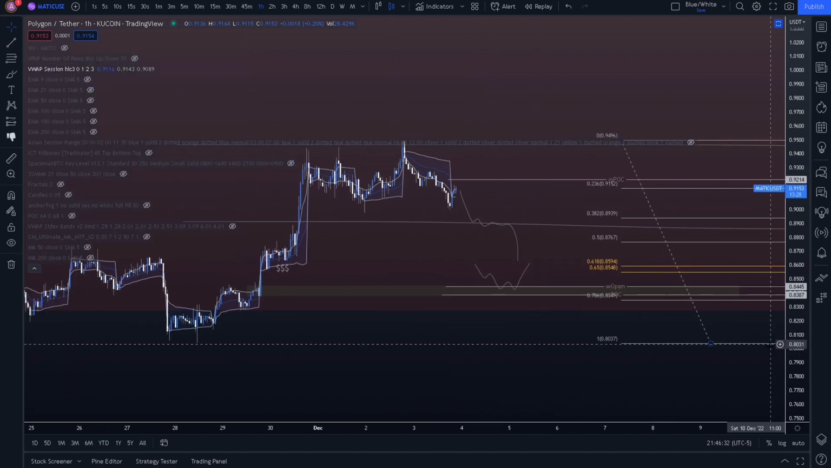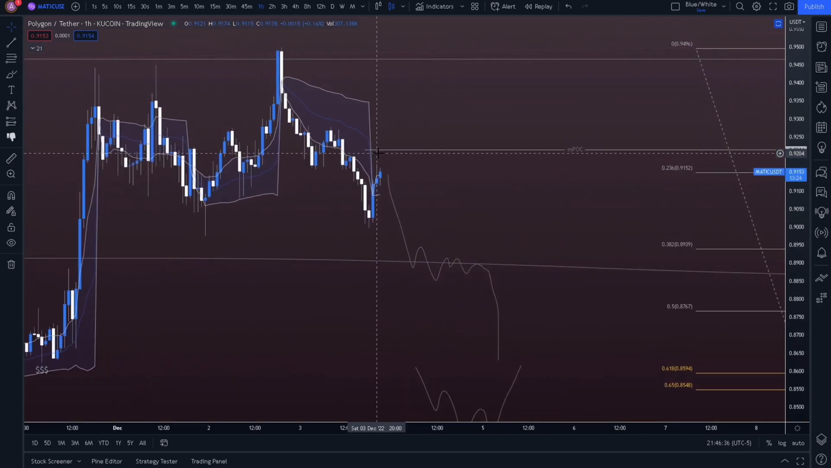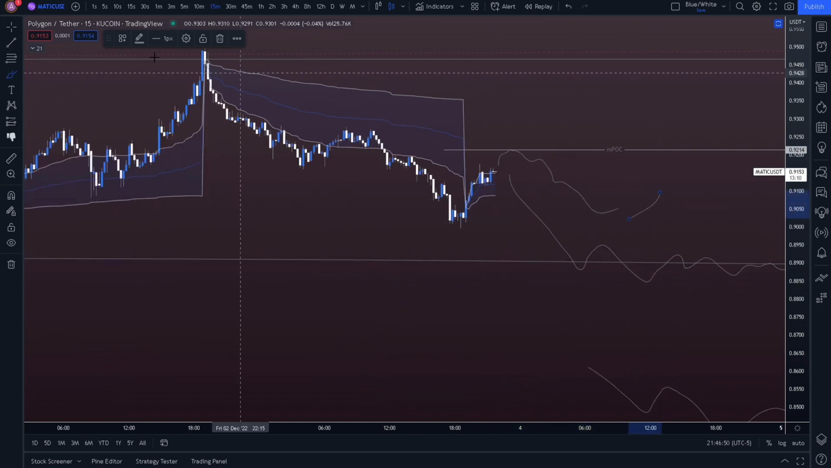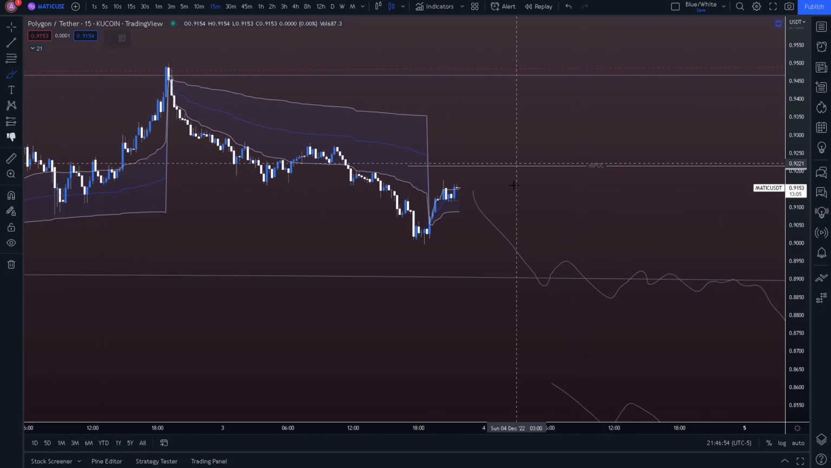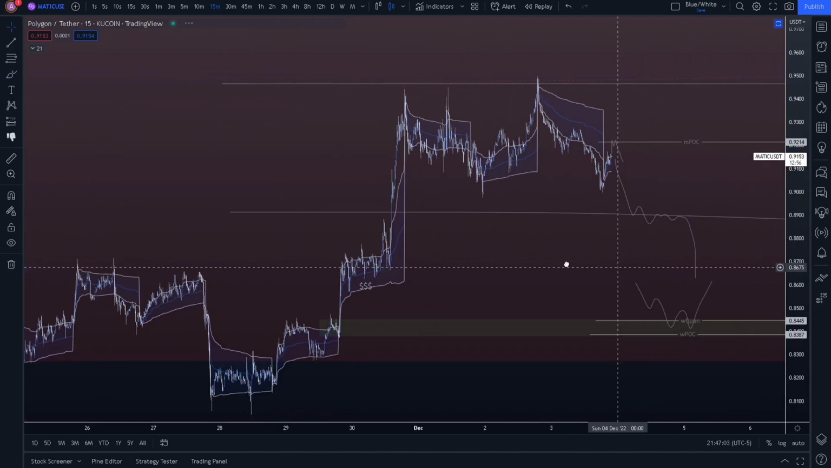So if we zoom in here, this is starting to become a point of pretty hard resistance right here with the monthly POC and the VWAP. So definitely for a short trade in the very short term, I'm gonna go down to the 15-minute here. This is an area where you can possibly look for a reversal, something like this. So that is definitely an area of interest for me right now.